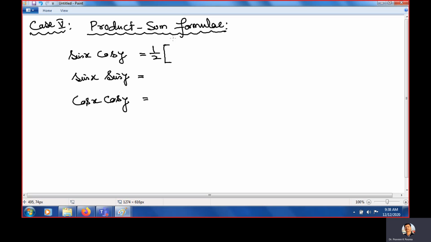So what are the formulae? 1 by 2 times sin(x plus y) plus sin(x minus y). This is the first formula, for sin x cos y. Or if you are using cos x sin y, the same formula will be used. Then 1 upon 2, both sine means both will be cos: cos(x minus y) minus cos(x plus y).